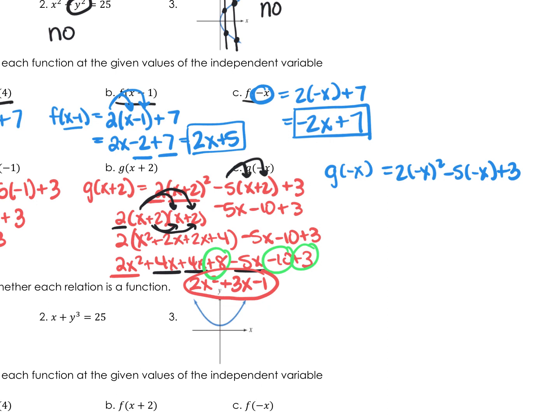Okay, so now negative x squared will be negative x times negative x. Negative 5 times negative x will be positive 5x. Negative x times negative x will be positive x squared, so this will be 2x squared plus 5x plus 3. So this is our answer for that one.